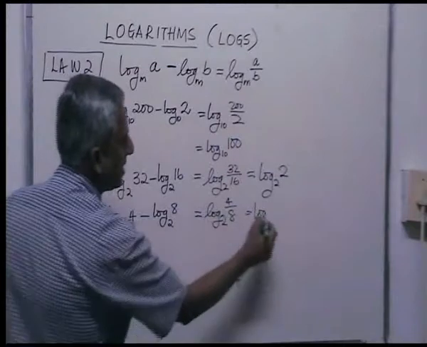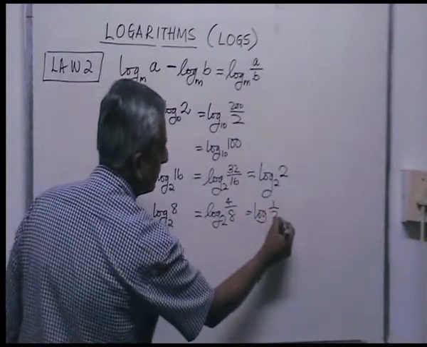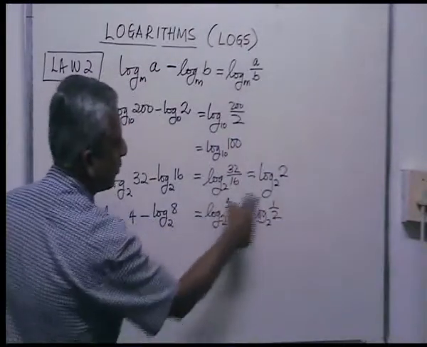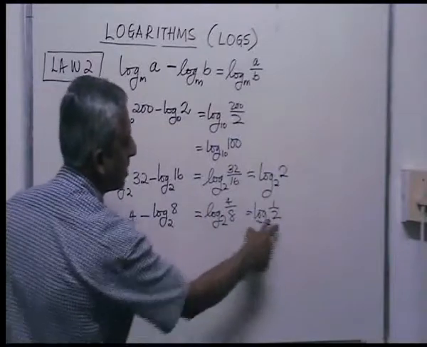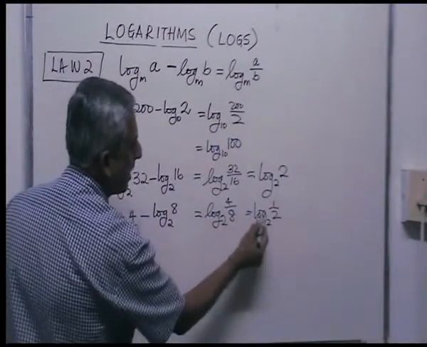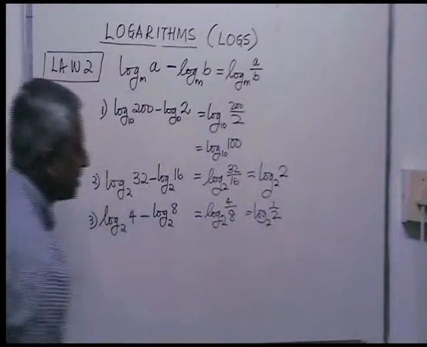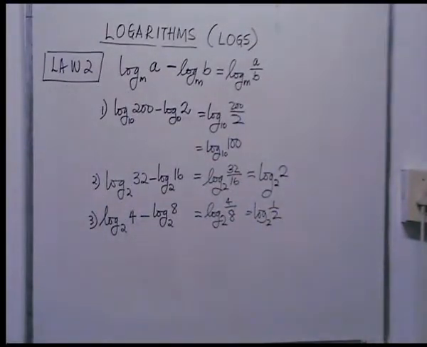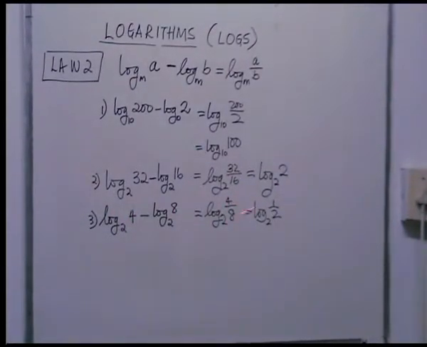Now that will become log of. Now 4 over 8 is actually half. 4 divided into 4 one time, 4 divided into 8 two times. So it becomes log of half to the base 2. So remember that the first number is the numerator and the second number is the denominator, and that simplifies to half. Right, let's do another example.